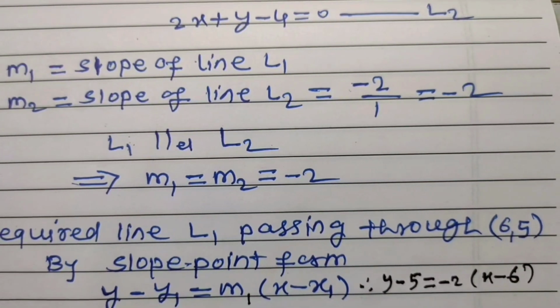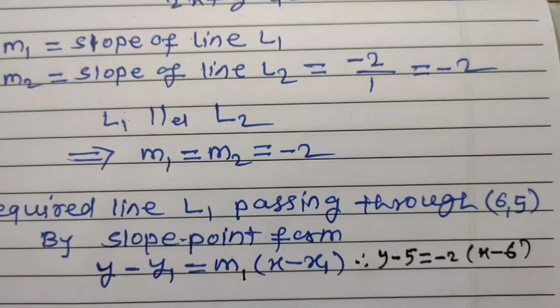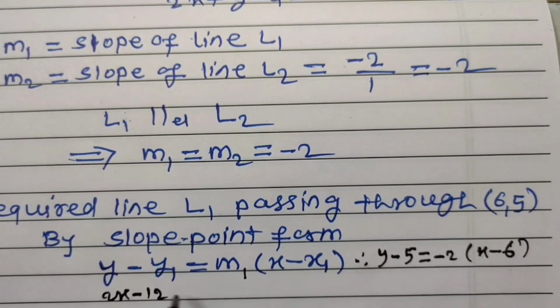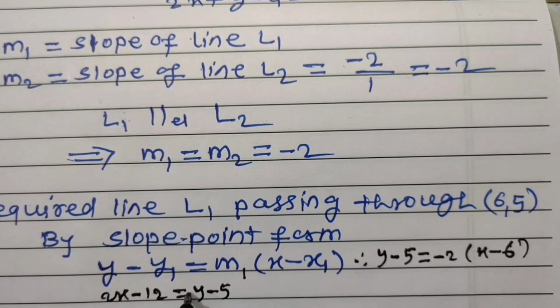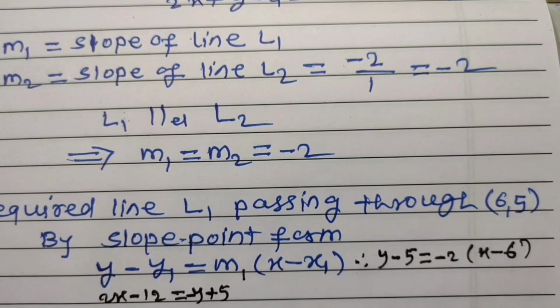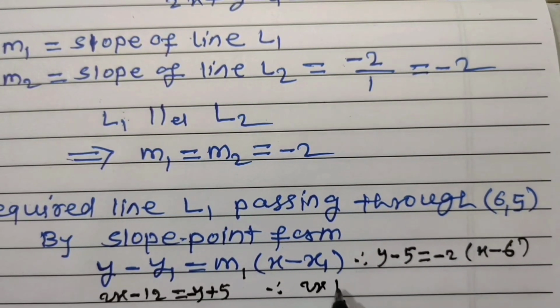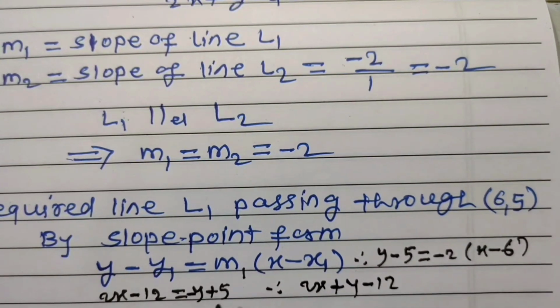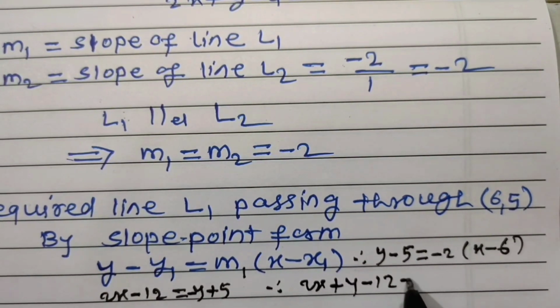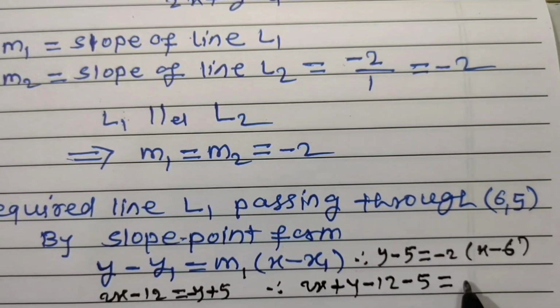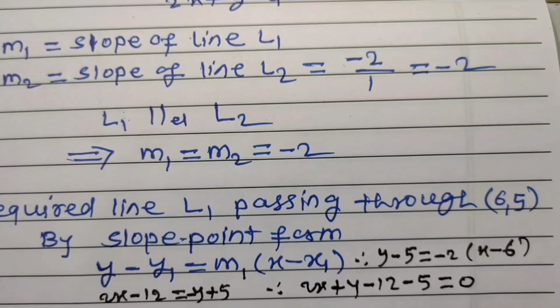Simplify this and take all terms on one side. So 2x minus 12 is equal to minus y plus 5. Now take all terms on one side. Hence 2x plus y minus 12 plus 5, taking on this side, that becomes minus 5, is equal to 0. Hence the required equation of the straight line is 2x plus y minus 17 is equal to 0. This is the required answer. Let us stop here.